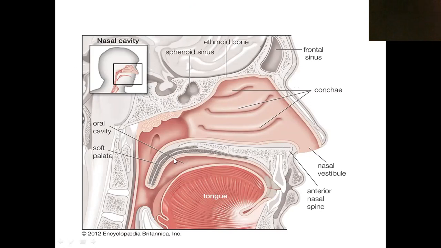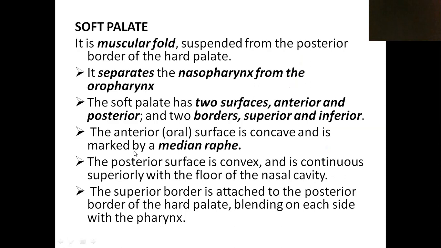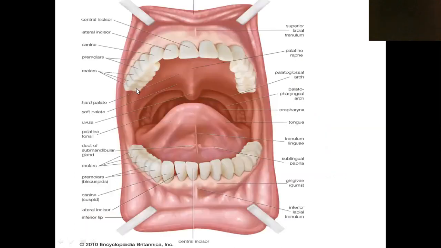Now the two surfaces, one anterior and one posterior. See, this posterior surface is convex, and the anterior surface is concave and has a median raphe. This is the anterior surface.